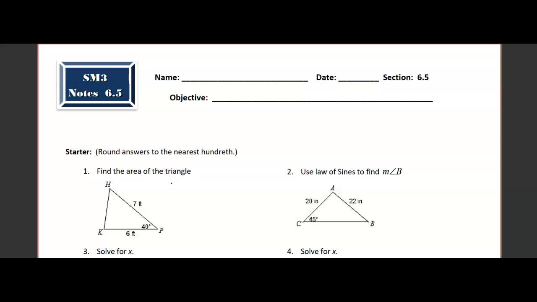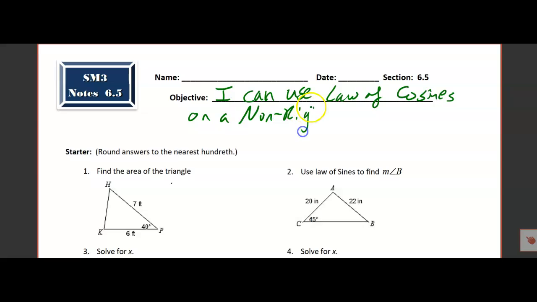Okay, so this section is about using law of cosines. So what am I going to be able to do? I can use law of cosines on a non-right triangle. Law of cosines again is a non-right triangle formula, because if you have a right triangle, you either use the Pythagorean theorem directly or you use sine, cosine, and tangent directly. So I can use law of cosines.